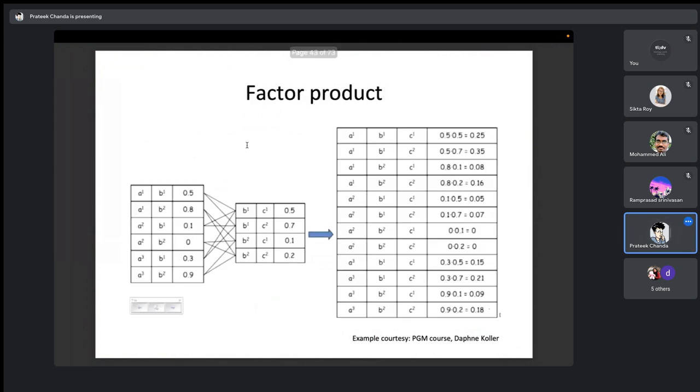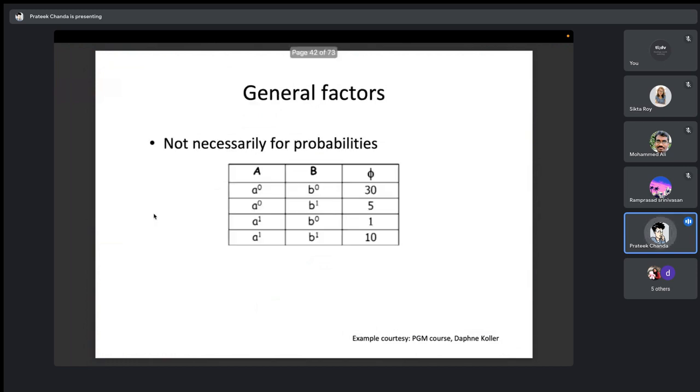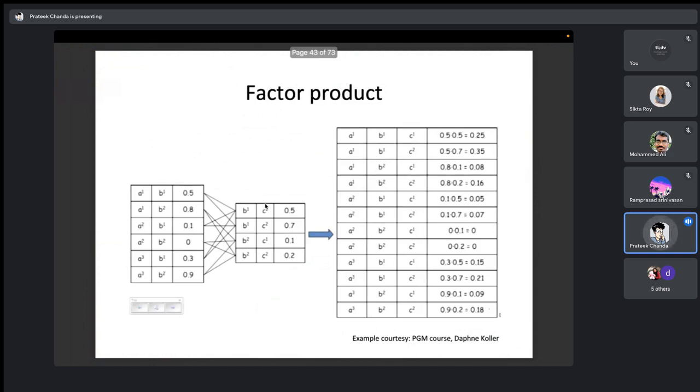Now, similar to probability, we have something called the factor product. It's fairly simple. This individual thing is a single factor. This entire matrix you see is a factor. On the left hand side, for events a and b, you have a1 b1, a1 b2 and so on, and you have the corresponding probability. So here we are considering probability as my factor function.